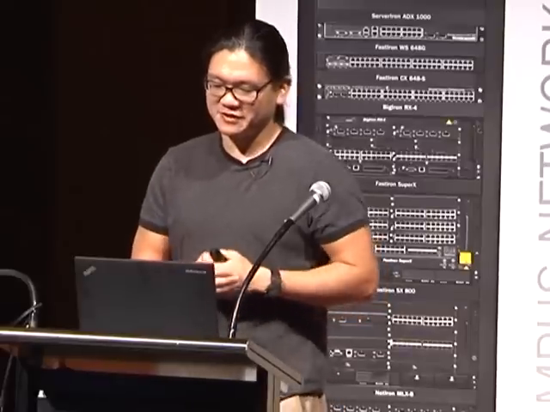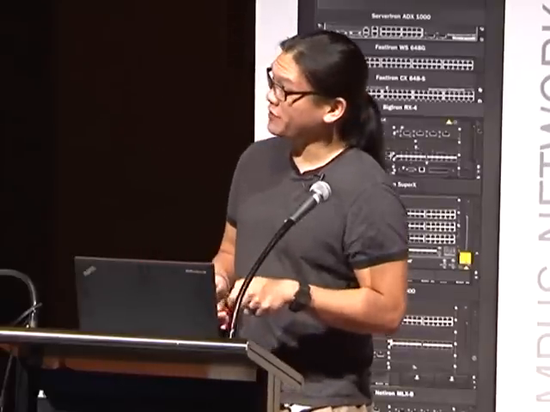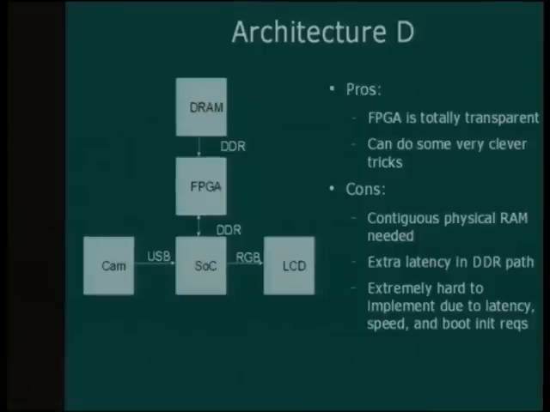And for completeness, this is another place you can stick the FPGA. You can put the FPGA between the SoC and the memory. This has been done before. It's very hard to do. We didn't do it because it's very hard, but if you can stick an FPGA between the CPU and the memory, you can do all kinds of funny, crazy tricks on the CPU.